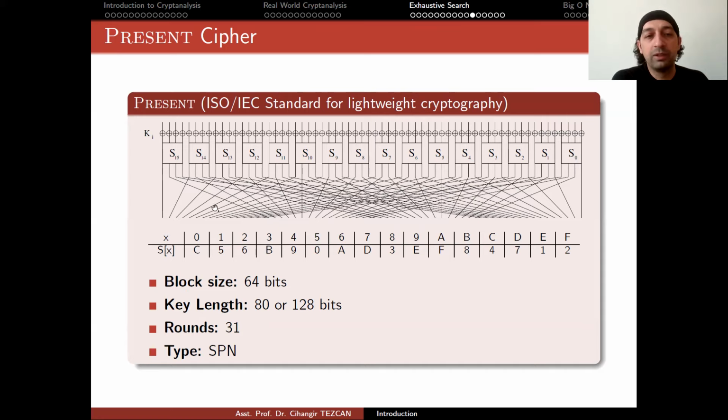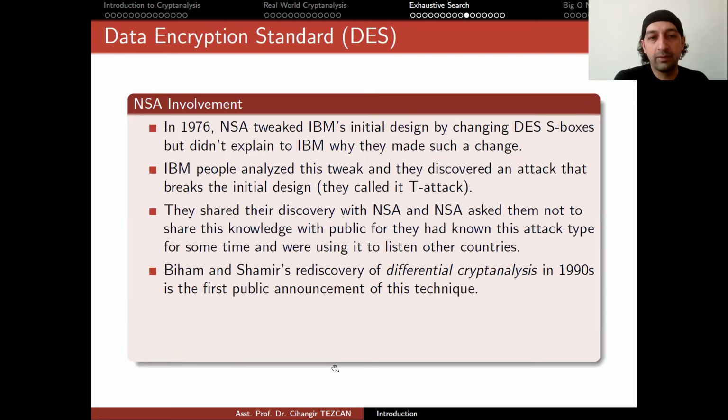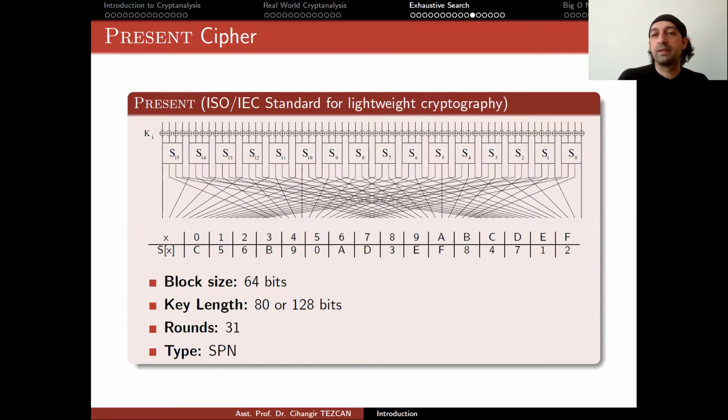You take the output here, move it to the top, and perform the operation 31 times. And this is an SPN cipher, as you can see. The key length is either 80 bits or 128 bits, depending on your choice. As you can see, I first showed you a cipher which has a key length of 56 bits. Now I'm giving you a standard which has an 80-bit key. So the question is: is this one also secure?